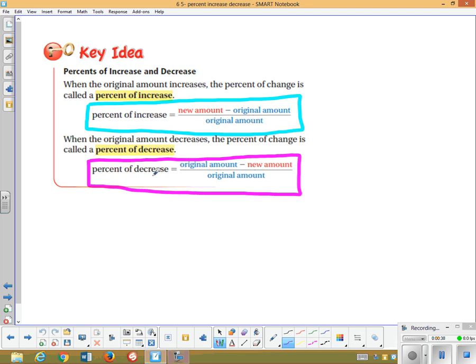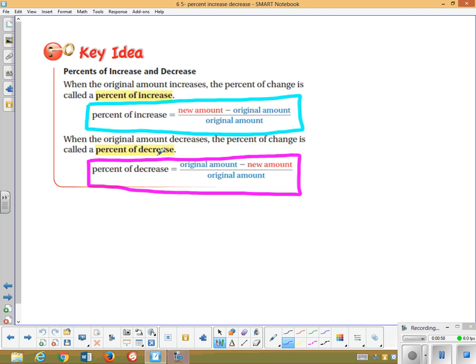And then for the percent decrease, make sure you write it exactly the way I have it. You will have the original amount minus the new amount, divided by the original amount. I'm going to show you what the new amount and original amount mean in my examples. But percent increase and decrease is basically used to find the change of something.